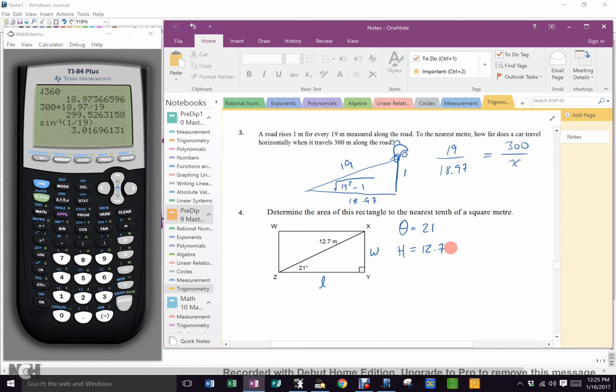What will I use to find W? Because what's my opposite? W. What's my adjacent? L. What will I use to find W?